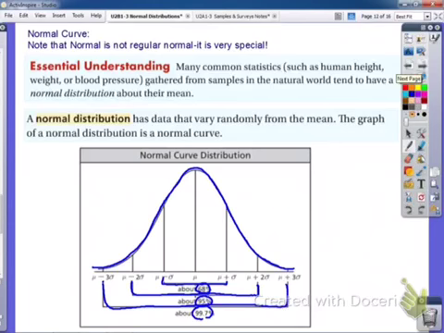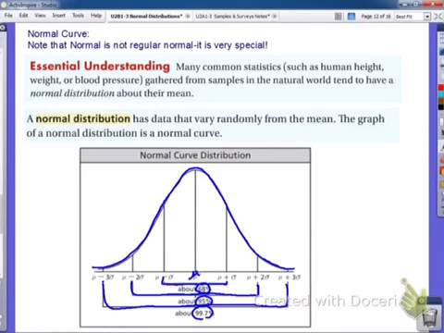Alright, so just to remind you, the normal distribution, what you get is data. There's a mean right here in the middle. That's the mean average, and most of the data values really center right there, right near the mean. And then as you get further away from the mean, either greater or lesser, you get less and less data values piling up there.